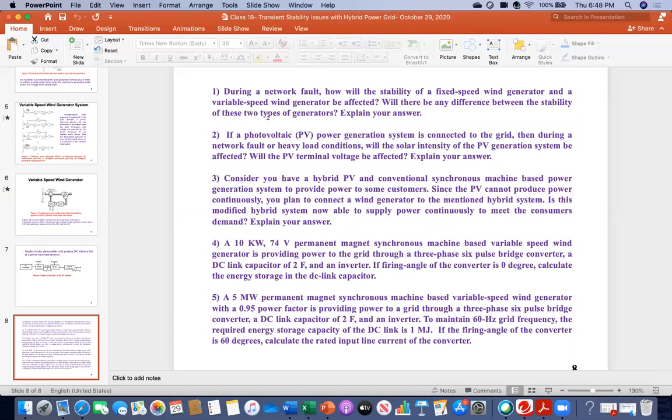Everybody see the first question: during a network fault, how will the stability of a fixed speed wind generator and a variable speed wind generator be affected? Will there be any difference between the stability of these two types of generators? For example, you have a system and you have a fixed speed wind generator, and then you have the variable speed wind generator. What will be their stability level? You see, both are wind generators, but one is fixed speed, the other one is variable speed.